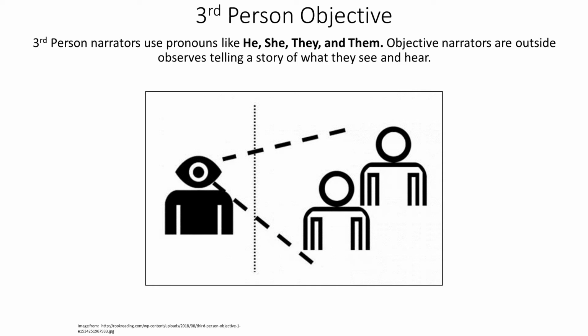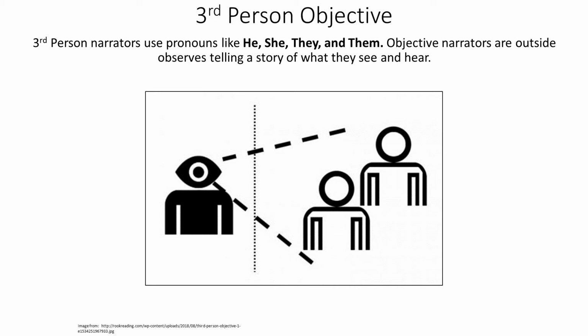Now, when we're first identifying third-person narration, we identify it by, again, the pronouns that the narrator is using. If a narrator is using first-person pronouns or second-person pronouns, that is automatically going to tell us that the narration is being done in either first or second person.